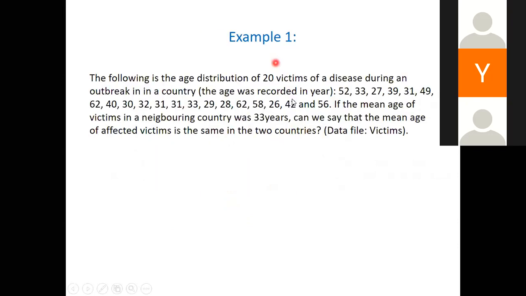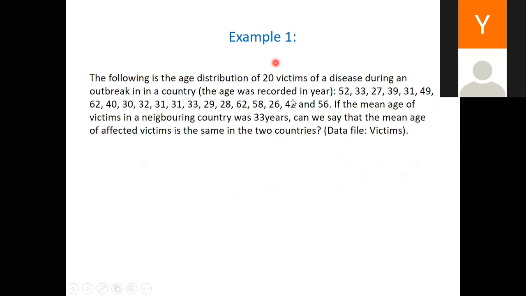Now, this is an example. I want to give the first example for student T, for this one sample T. The following is the age distribution of 20 victims of a disease during an outbreak in a country. The age was recorded in years. These are the ages for the 20. If the mean age of the victims in a neighboring country was 33 years, can we say that the mean age of affected victims is the same in the two countries?